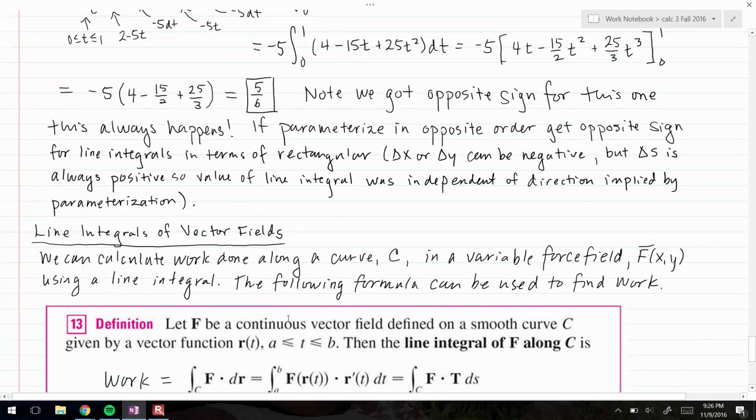Okay, one last example, one last thing in this section, but the next section continues on with line integrals. So this is it for line integrals for now in this section. And that's line integrals of vector fields, or in a vector field would probably be a better way to state that. I'm actually going to modify that.